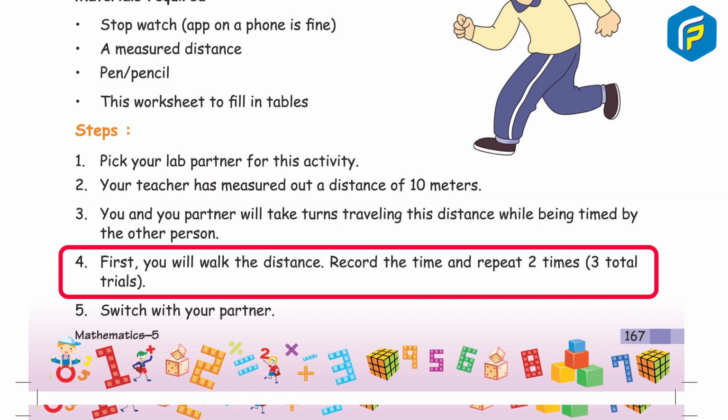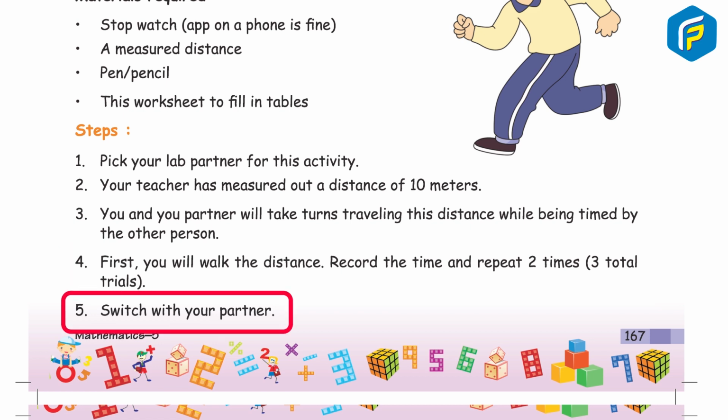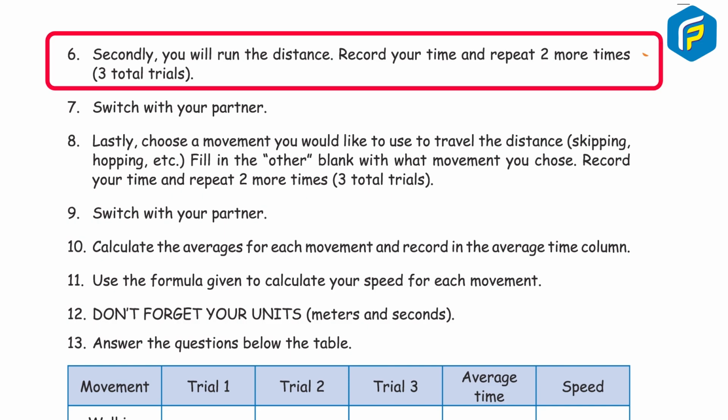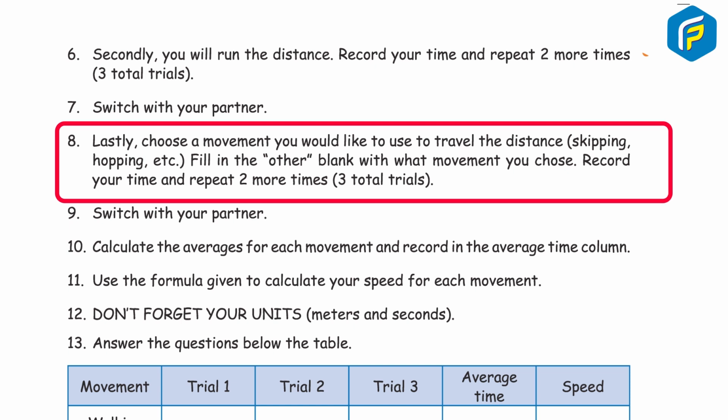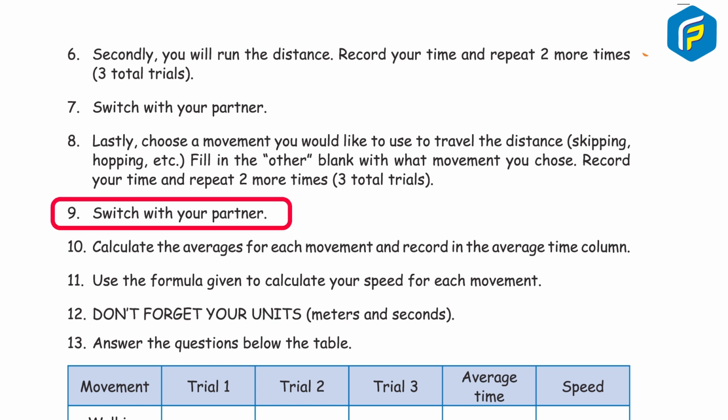4. First, you will walk the distance, record the time and repeat 2 times, 3 total trials. 5. Switch with your partner. 6. Secondly, you will run the distance, record your time and repeat 2 more times, 3 total trials. 7. Switch with your partner. 8. Lastly, choose a movement you would like to use to travel the distance, skipping, hopping, etc. Fill in the other blank with what movement you choose. Record your time and repeat 2 more times, 3 total trials. 9. Switch with your partner.